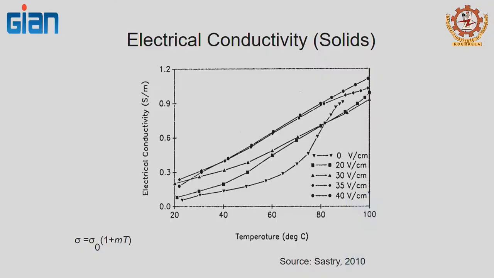This slide just shows the electrical conductivity of solids, like pieces of potato, and how it changes when you change the applied voltage from 0, where there is no current passing through, to 40 volts per centimeter, a voltage gradient that you are able to achieve under those conditions.